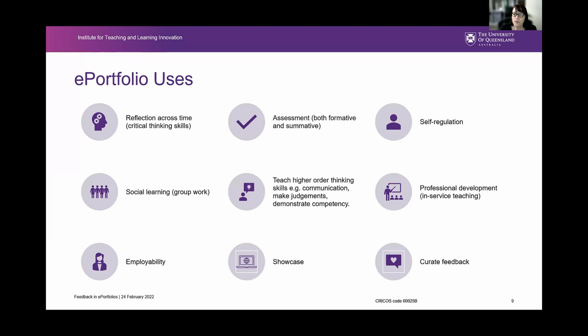There might be group work, so social learning, what we call working in teams, working in pairs. You can design collaborative activities. Teaching higher order thinking, so that's part of the processes I was just talking about. How to communicate effectively, how to make judgments, how to demonstrate competency. We want the students to be critical thinkers and have these skills that they'll need for lifelong learning.